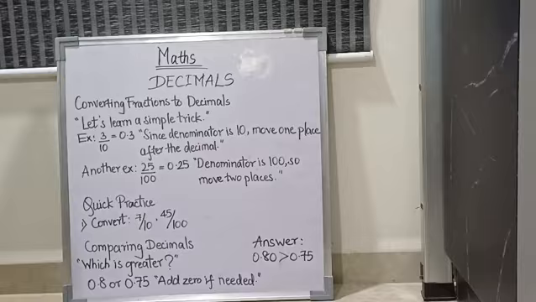Another example is 25 divided by 100. Now the denominator is 100, so move 2 places after the decimal. It will be what? 0.25. Before the point, it has to be 0.